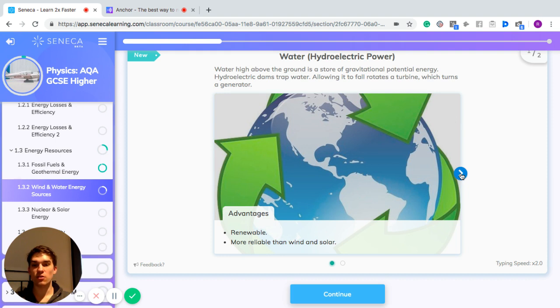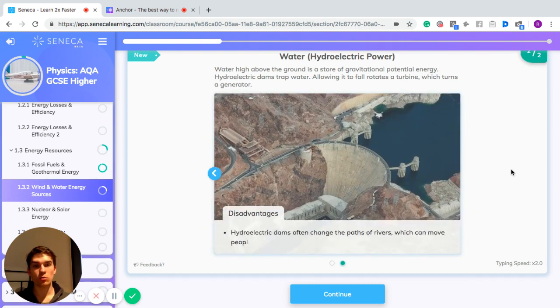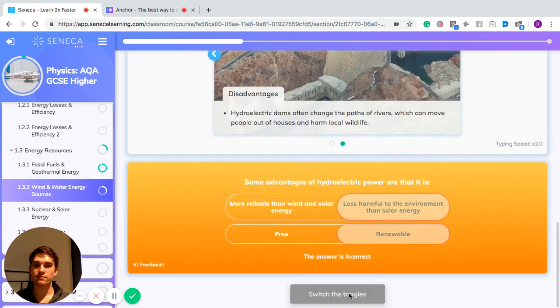Some advantages of that are that it's renewable and that it's more reliable than wind and solar because you can store the water in a dam and let it through when you need the energy. And disadvantages are that hydroelectric dams often change the path of rivers, which can move people out of houses and cause harm to the local wildlife.